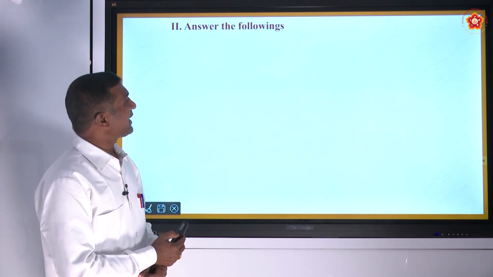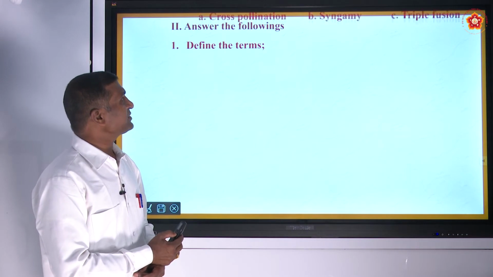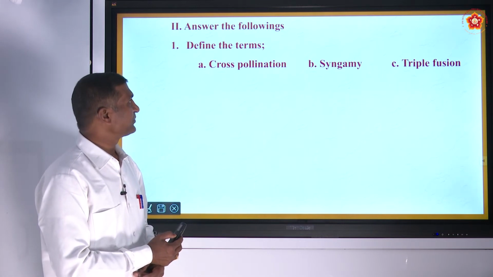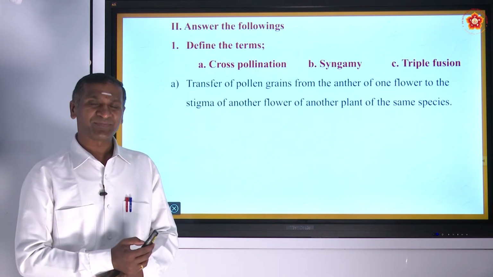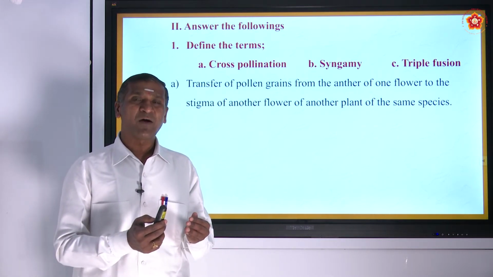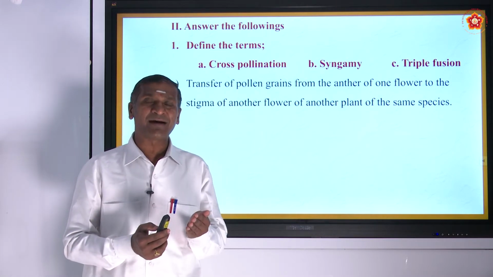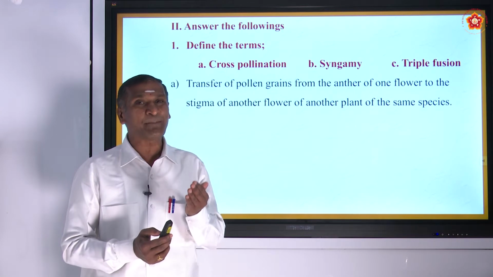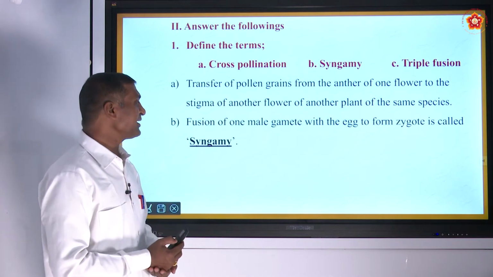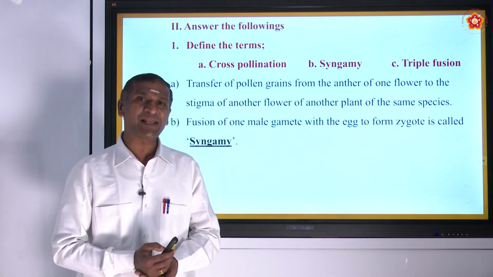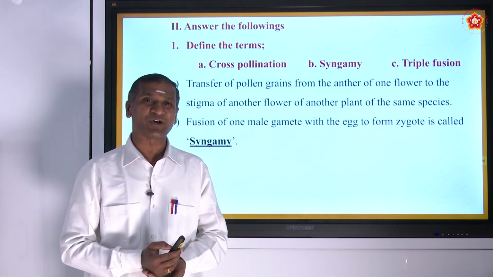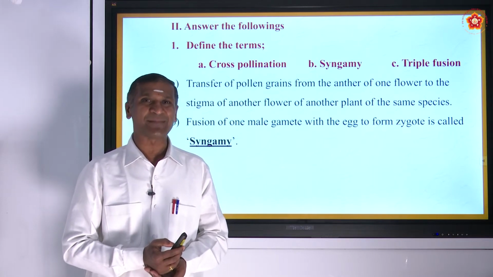The second main, answer the following. Define the terms cross-pollination, syngamy and triple fusion. Cross-pollination: the transfer of pollen grains from the anther of one flower to the stigma of another flower of another plant is called cross-pollination. Syngamy: the fusion of one male gamete with the egg to form a zygote, which is diploid, is called syngamy.